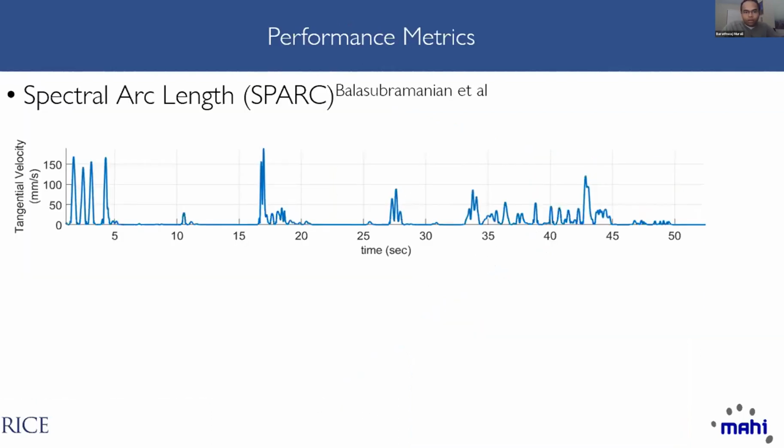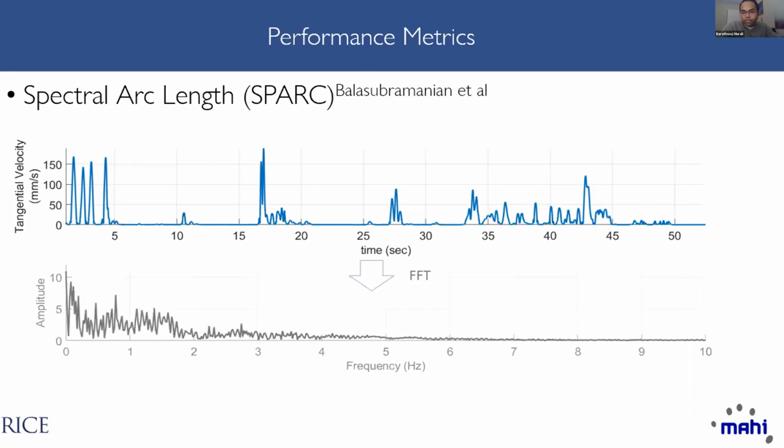From the motion data collected during each navigation task, we calculated a set of metrics from the tangential velocity profile of the guide wire. Spectral arc length, or SPARC for short, is calculated from the normalized frequency spectrum of the velocity profile, with lower values corresponding to smoother motions. This metric belongs to a set of movement smoothness metrics that are commonly used in robotic rehabilitation and human motor control research.